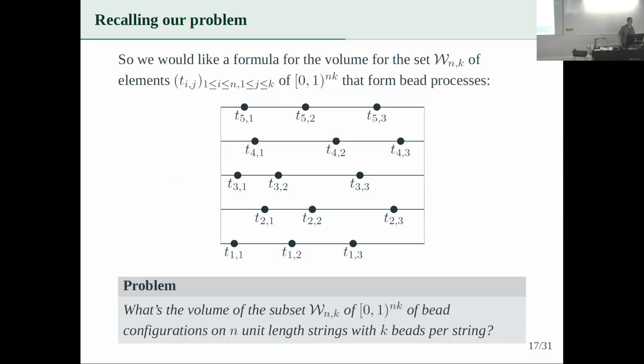So we return to the problem we mentioned at the start. We would like some sort of formula for the volumes of bead configurations. So if I have these n strings with k beads on each string, what is the volume of the set of bead configurations? And again, as I mentioned before, if you try and get pen and paper out and tackle it directly, it just seems really hard. There is, however, a technique you can use to gain some insight on this problem.